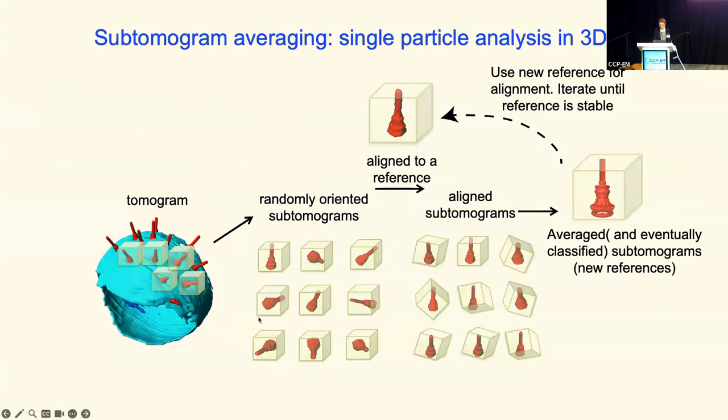And then this is just another diagram of the idea that you have lots of spikes, or I think these were secretion systems on the surface of a bacterium, and you find them in different orientations, you align them, and you can average them and get a nice subtomogram average. So you've all seen that.